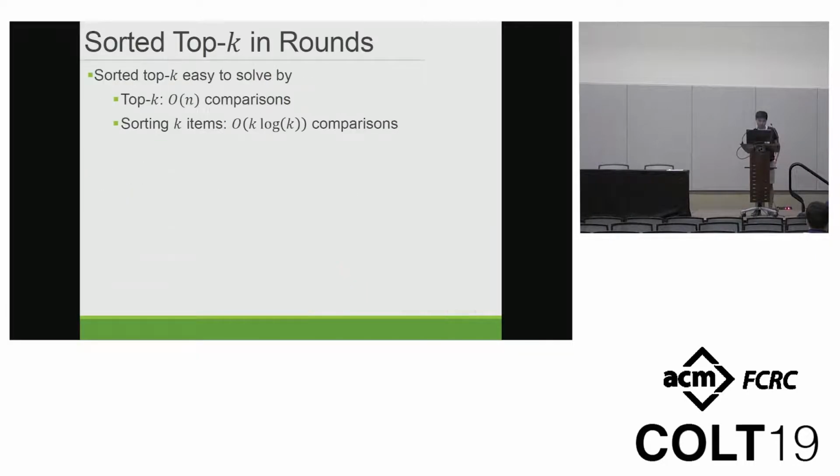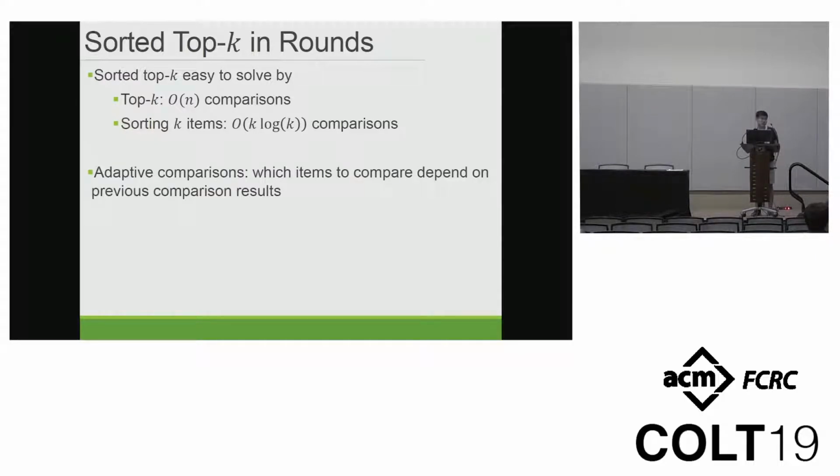This problem can be solved by first finding the set of top k items, and then sorting these k items. This takes O(n + k log k) comparisons, and this is optimal up to a constant factor. One thing to notice here is that this algorithm needs to make adaptive comparisons. By adaptive, I mean that in the algorithm, which items to compare sometimes may depend on the previous comparison results.